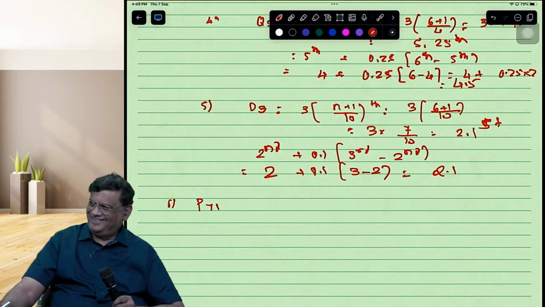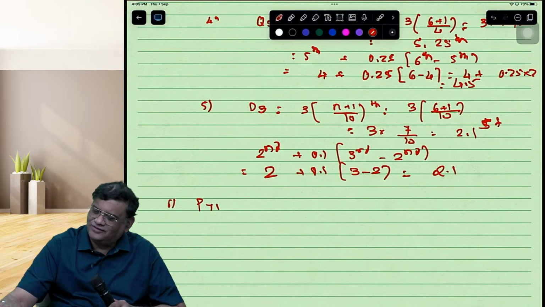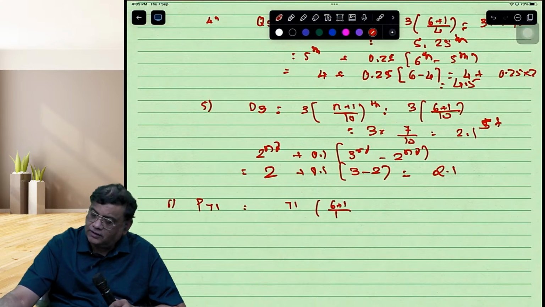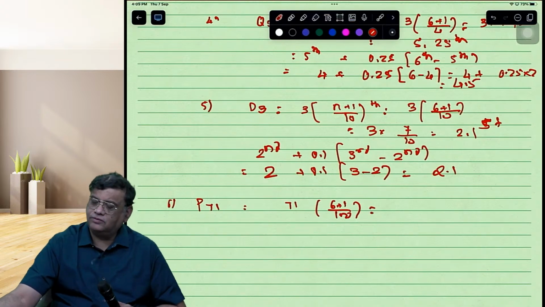Now, I go. And therefore, this is equal to what? Tell me. I'll write 71 into (6 plus 1) by 100. Calculate this, how much is it? 71 into 7 by 100. How much is that?